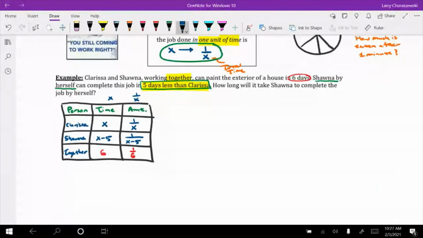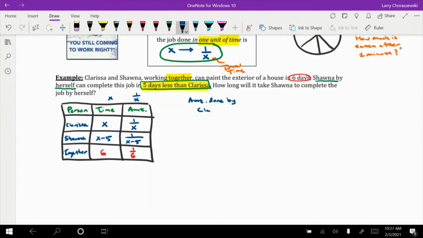Is this all making sense so far? Okay. Here's how we're going to create an equation. I'm going to write out this subtle but important fact. Clarissa is going to contribute a portion of the 1/6. Shauna is going to contribute a portion of the 1/6 as well. And so what I'm doing is I'm focusing on when they're working together.